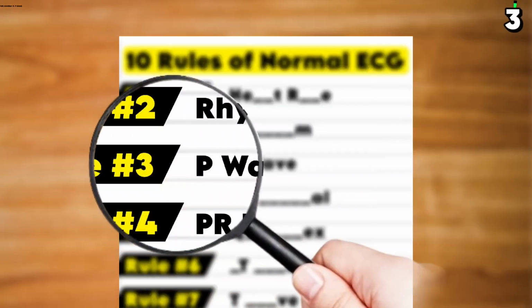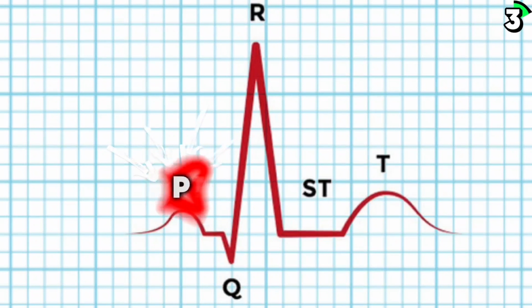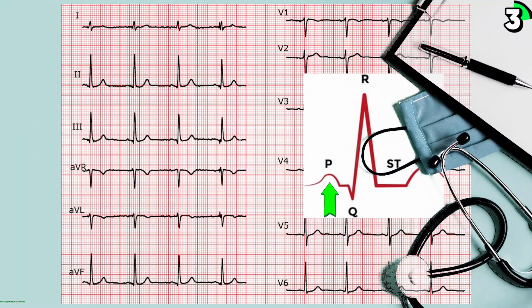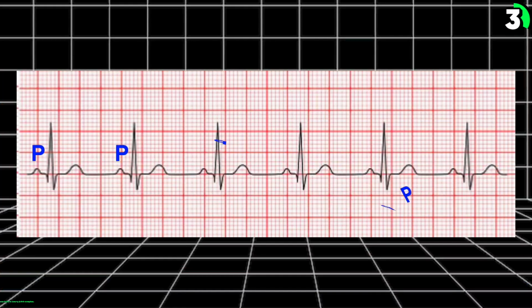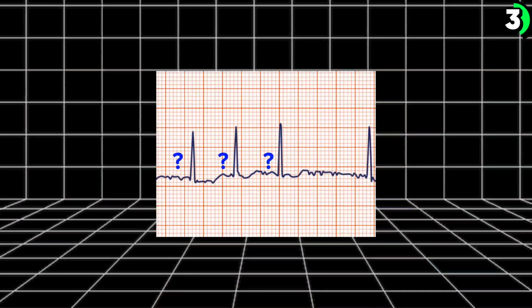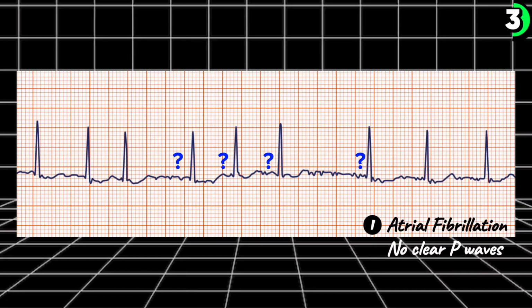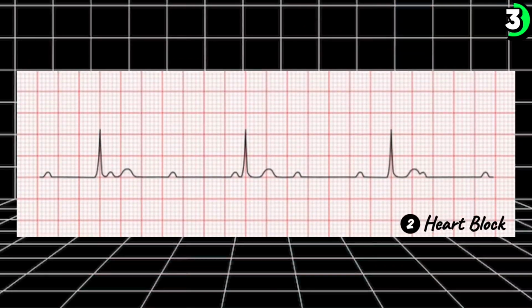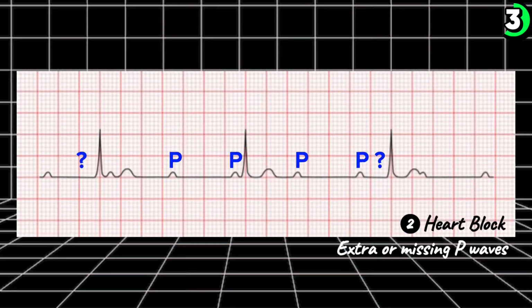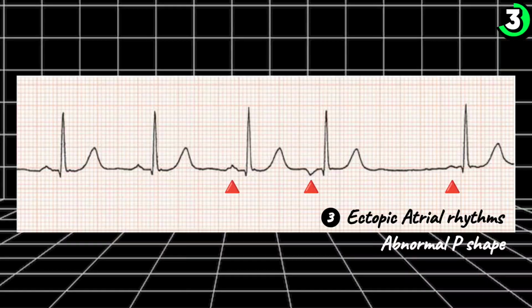Rule number 3. P wave. Before every QRS complex. Every normal heartbeat starts with a P wave. It should be upright in lead 2, lead 3, and lead aVF, and 1 P wave before every QRS complex. If P waves are missing or inconsistent, suspect: atrial fibrillation, no clear P waves; heart block, extra or missing P waves; ectopic atrial rhythms, abnormal P shape.